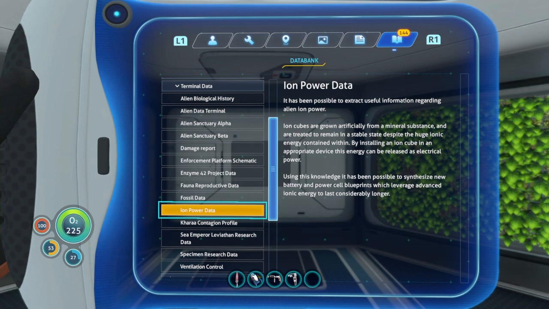It has been possible to extract useful information regarding alien ion power. Ion cubes are grown artificially from a material substance and are treated to remain in a stable state despite the huge ionic energy contained within. By installing an ion cube in an appropriate device, this energy can be released as electrical power. Using this knowledge, it has been possible to synthesize new battery and power cell blueprints which leverage advanced ionic energy to last considerably longer.